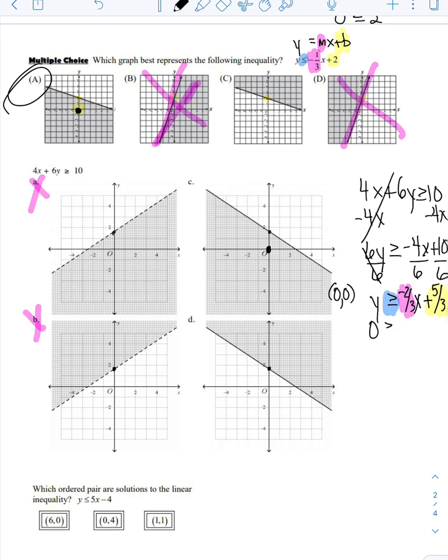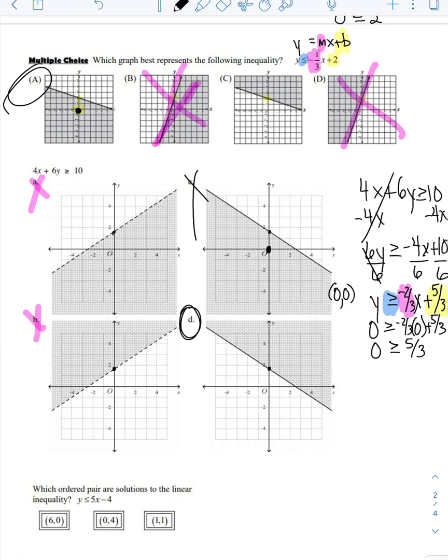So 0 is greater than or equal to negative 2/3 times 0 plus 5/3. So 0 is greater than or equal to 5/3. Is that true? Is 0 greater than about 1.7? That's not true. So that means that C is not the correct graph, but rather D.